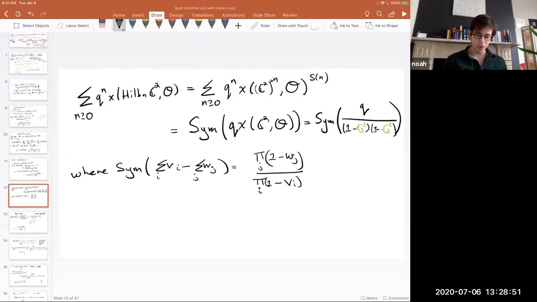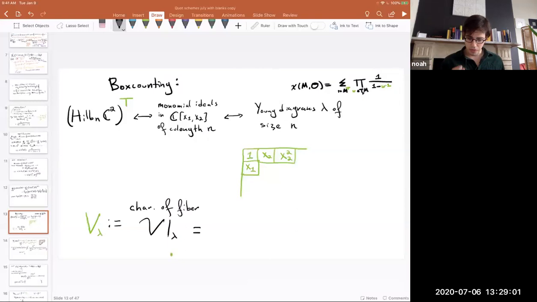There's another way. You can go back to equivariant localization and then you'll get some kind of argument involving box counting. And so how does that look? Well, I've written again at the top right how localization looks in this setting. And so the first thing we need to do localization are the fixed points. So the torus fixed points of the Hilbert scheme, those just correspond to monomial ideals in the polynomial ring in two variables of co-length n. And these are in bijection with Young diagrams, lambda of size n.